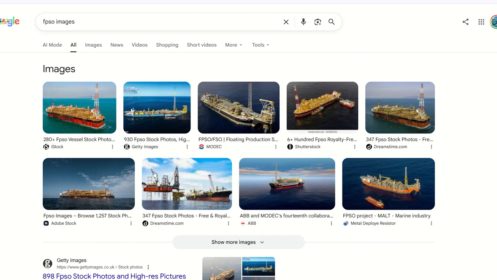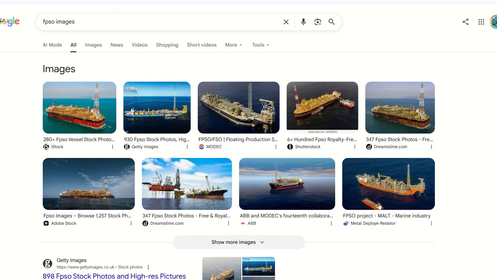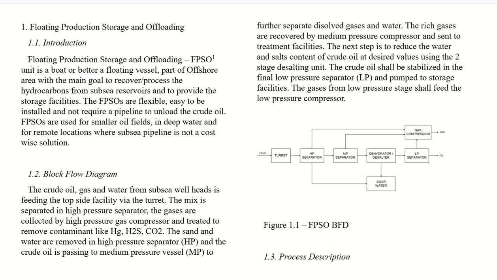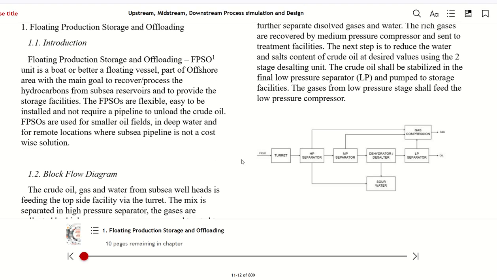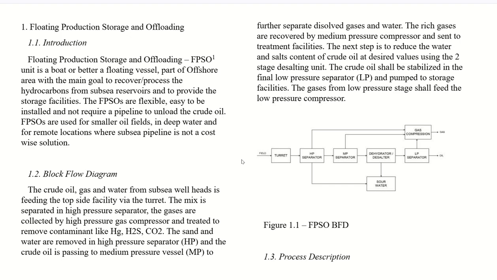And this is something that is not on the ship, it is on a proper structure on the seabed. So today we're going to discuss some key points on FPSO and how process engineers can look into these aspects of designing and subsequently design their FPSO plant.